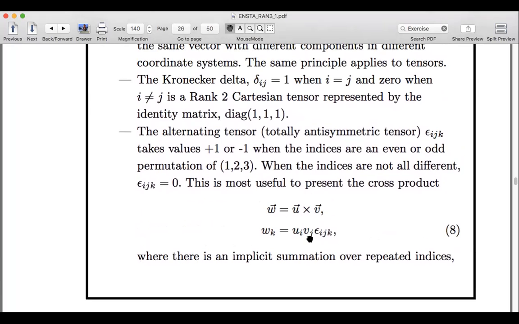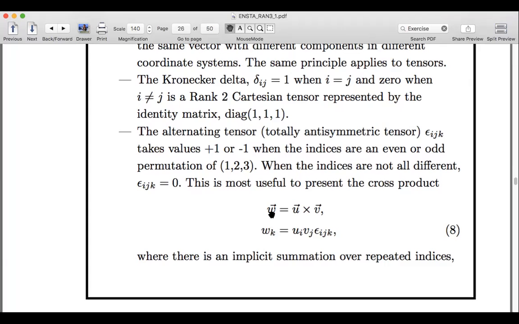So in tensor notation, you would write the kth component of this vector w, which is the cross product of vectors u and v. Sorry, I guess you use different words in French, right? This is the vector product, and sometimes in French you write it with a wedge rather than the cross, but in English we call it the cross product, or I guess vector product as well.